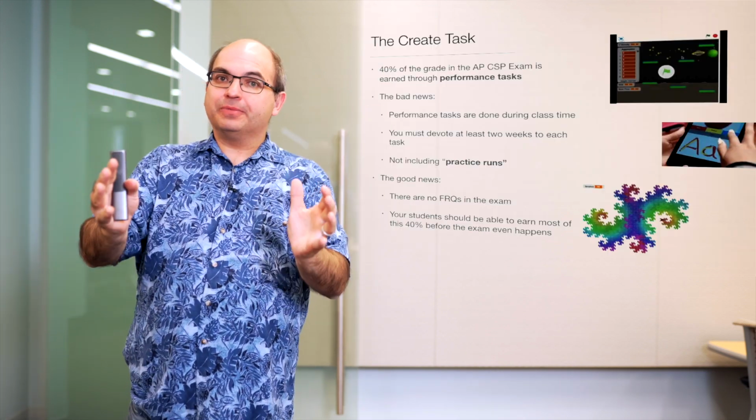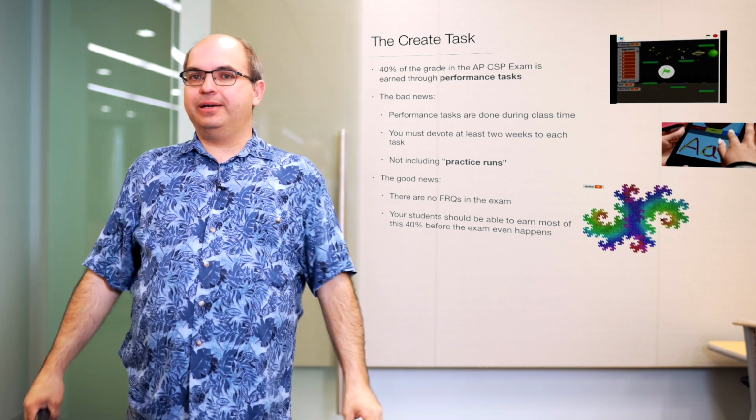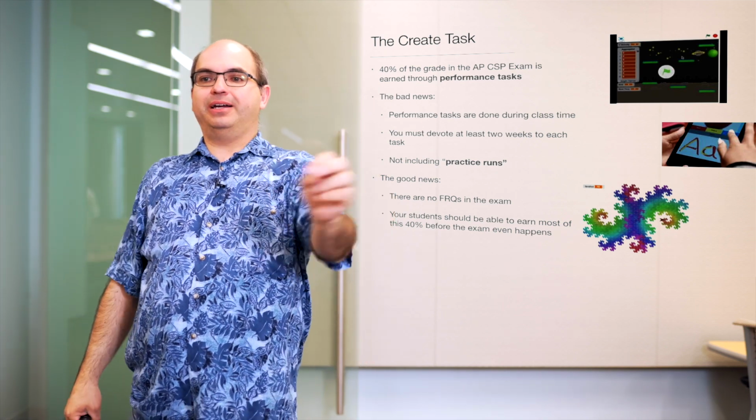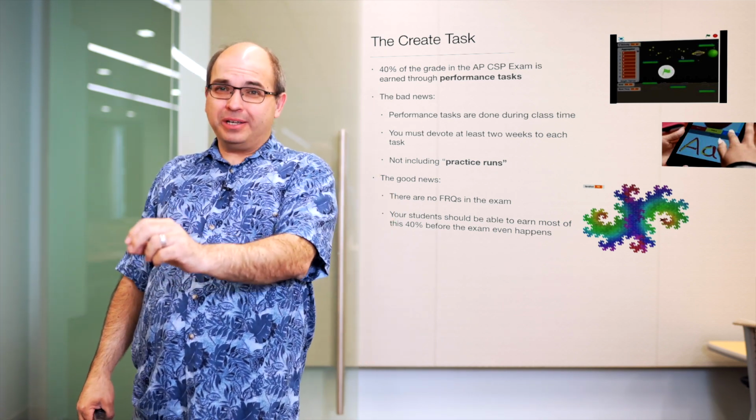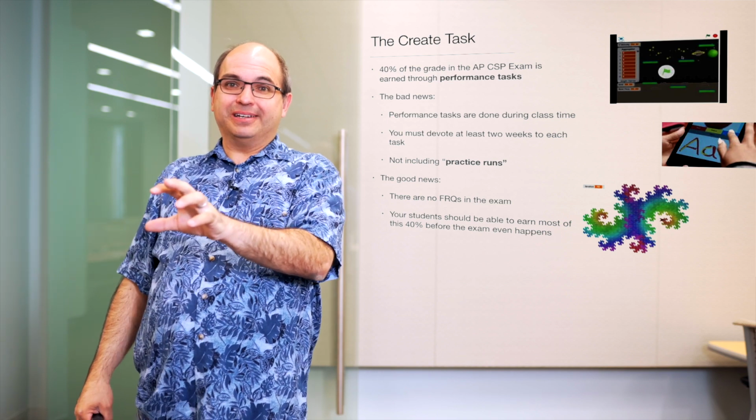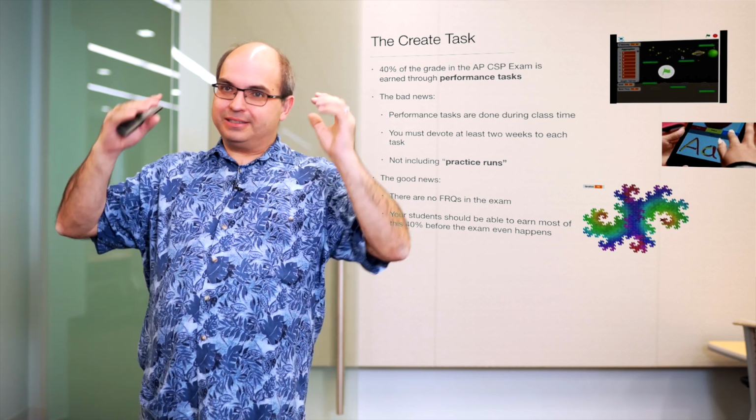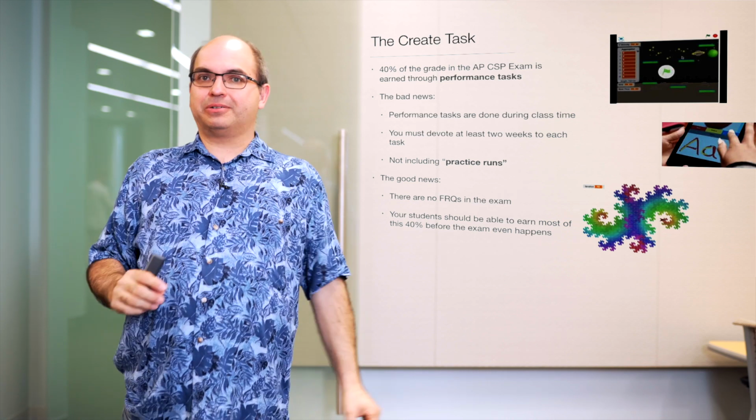All right, welcome back. So we talked about the explore task last time. Now I want to talk about the other performance task, the create task. Remember, 40% of the grade in the AP CS Principles exam is the create and the explore task. 40%. That means that you can really help your students get a 5 by focusing on this and making sure that they get all the points they can muster out of this.